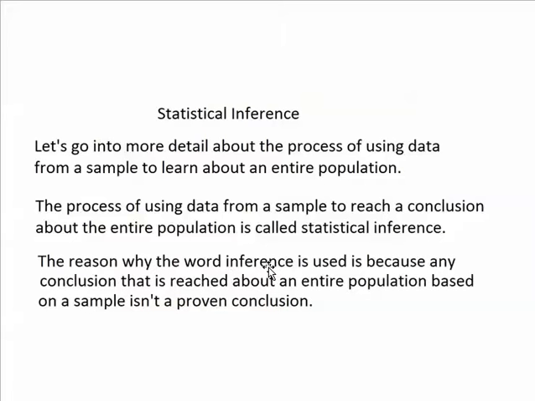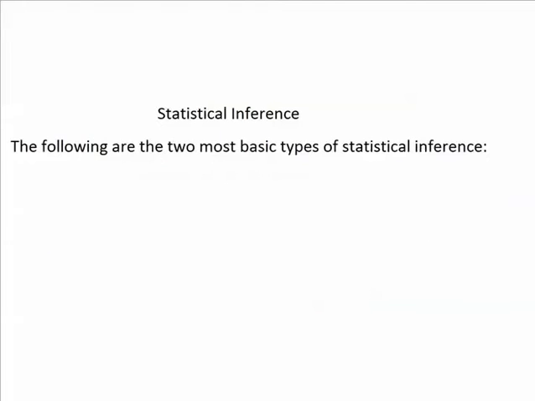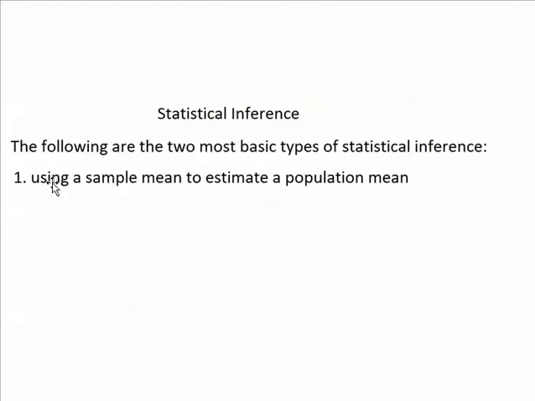An inference is a conclusion that's supported by the evidence or supported by the data, but it's not a proven conclusion, meaning it's not a conclusion that's guaranteed to be correct. And the following are the two most basic types of statistical inference. One basic type of statistical inference is using a sample mean to estimate a population mean.